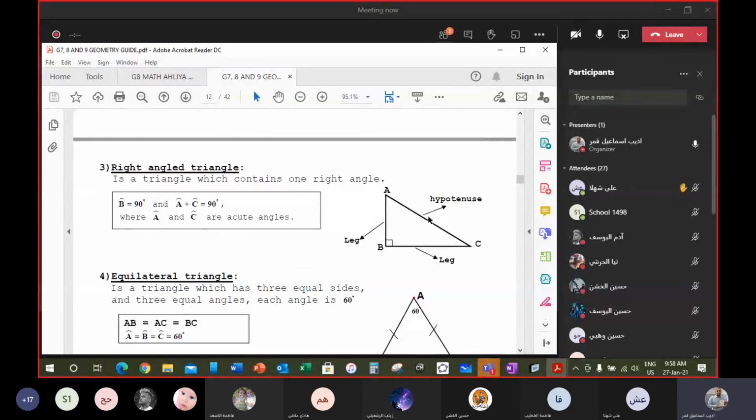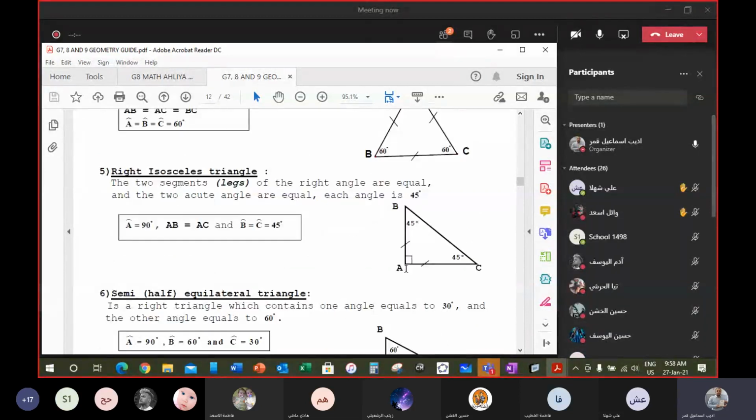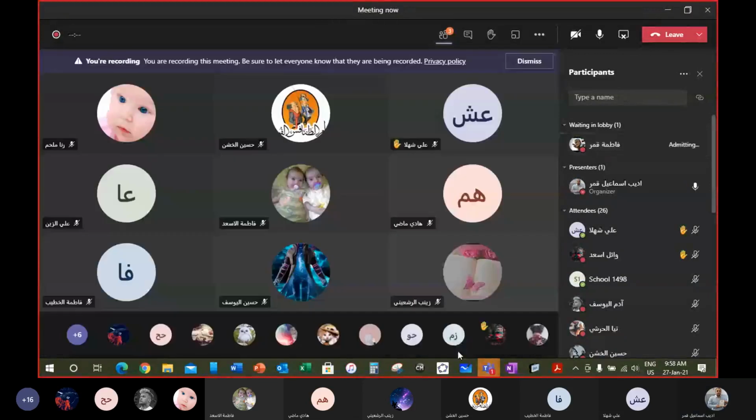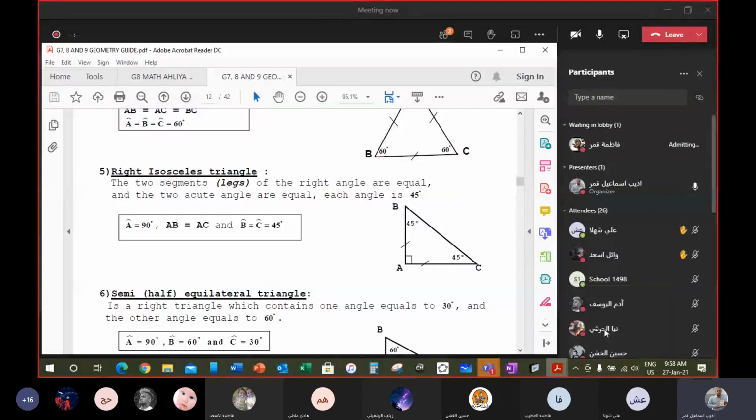Equilateral triangle, as we know, has three equal sides, three equal angles. Right isosceles triangle has one right angle, two equal sides and two equal angles. Each angle is equal to 45 degrees. The vertex of this right isosceles triangle is A. It is a right angle, and BA and AC are the legs, or the sides of the right angle. Okay, and the base angles are equal to 45.